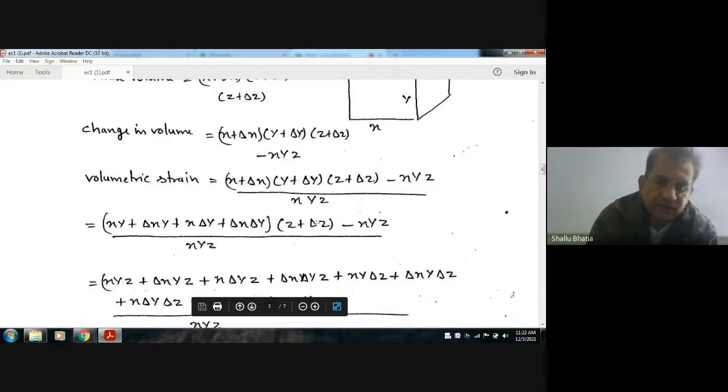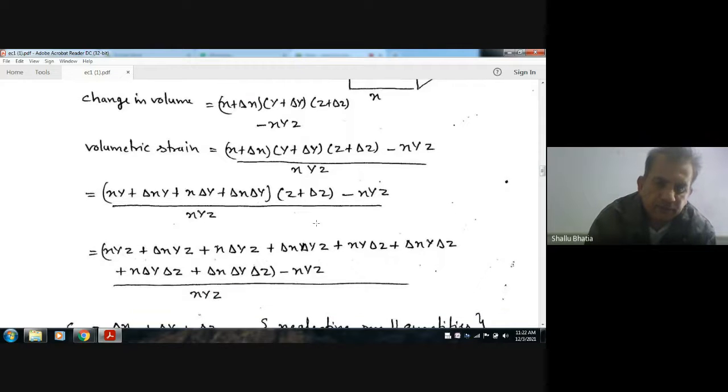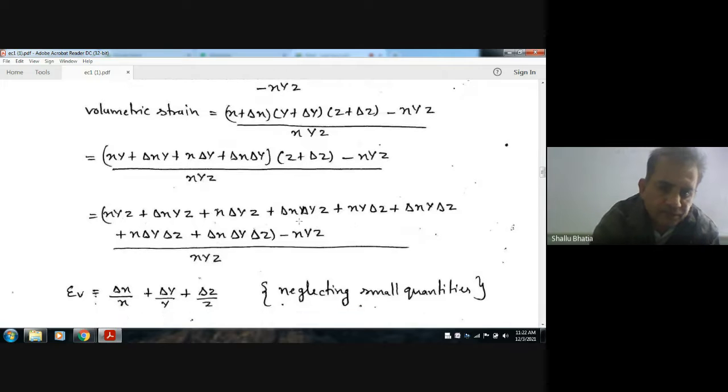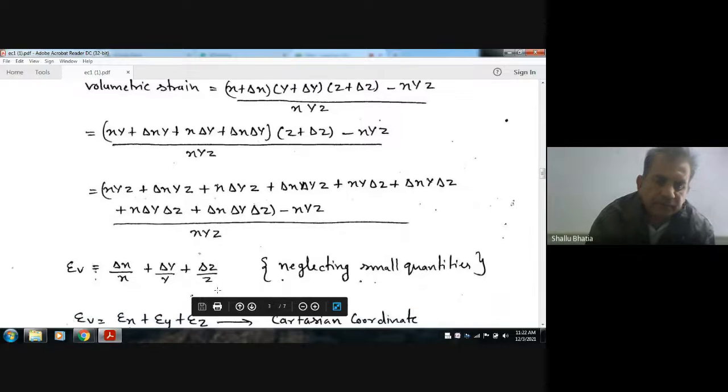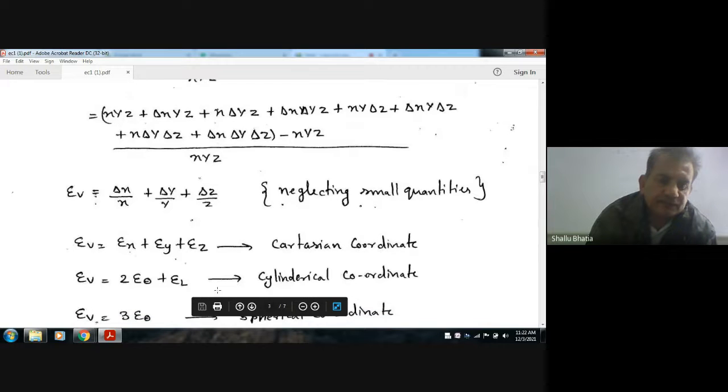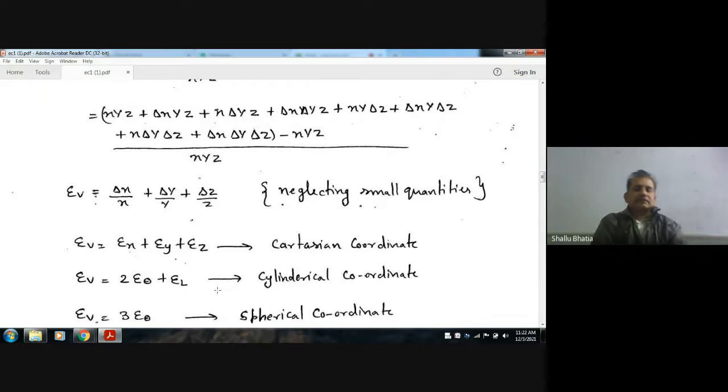If we neglect the small quantities, meaning the product of two small quantities or three small quantities, then we get delta x by x, delta y by y, delta z by z. So delta x by x is strain in x direction, delta y by y is strain in y direction, and delta z by z is strain in z direction. So the volumetric strain is the summation of the strains in all three directions, okay, in case of Cartesian coordinates.